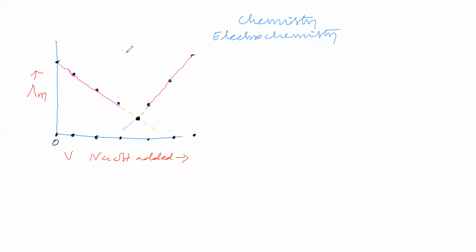Okay, now we will come to this point. At this point you see, before this point lambda m is high. After this point lambda m is low. At this point lambda m is minimum. So what is this point called? What is this point?